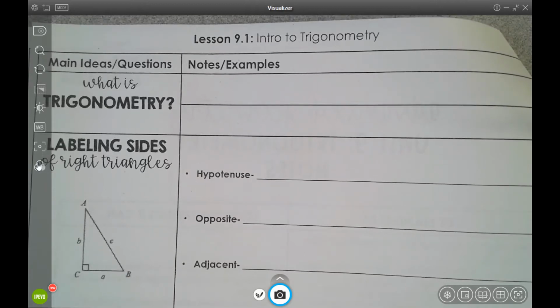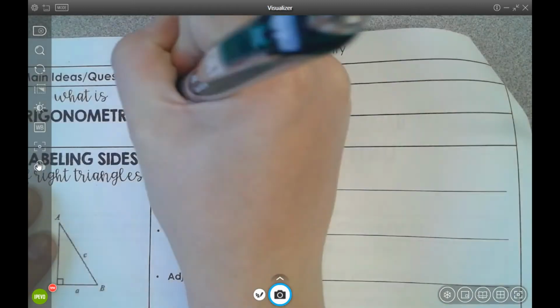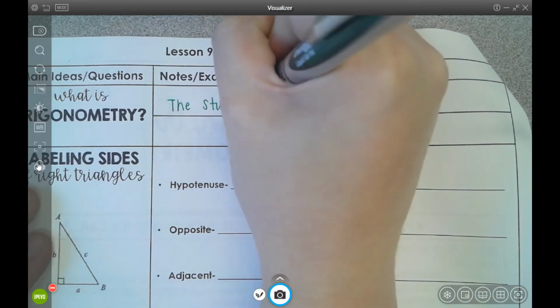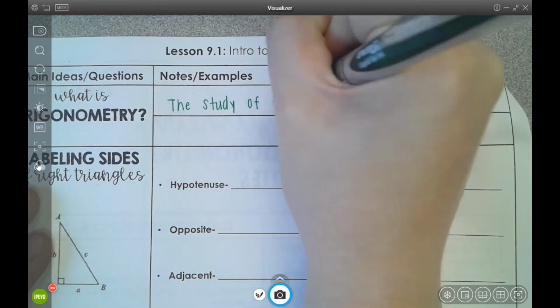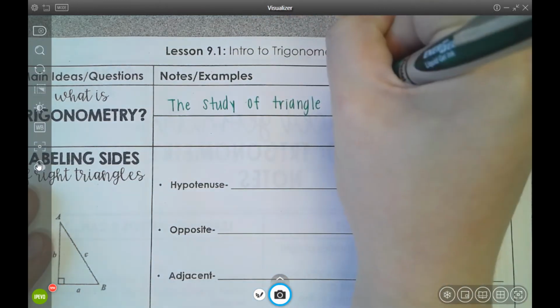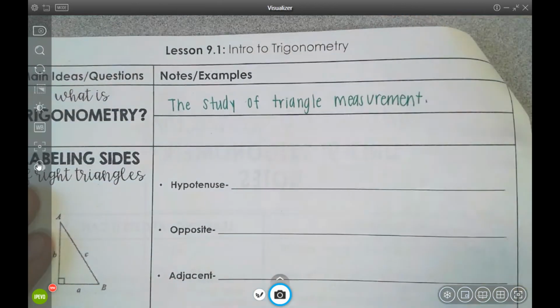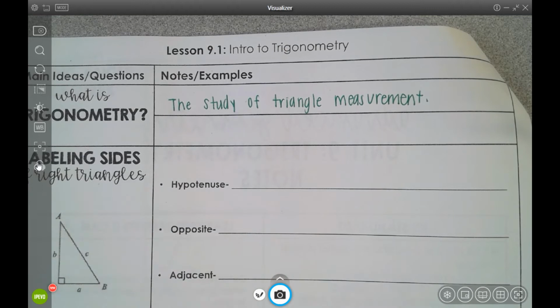All right, so 9.1 is just a basic introduction to trigonometry. Super quick, super fast. So what is trigonometry? It is the study of triangle measurement. So learning how to find sides and angles of triangles when like Pythagorean theorem won't work.